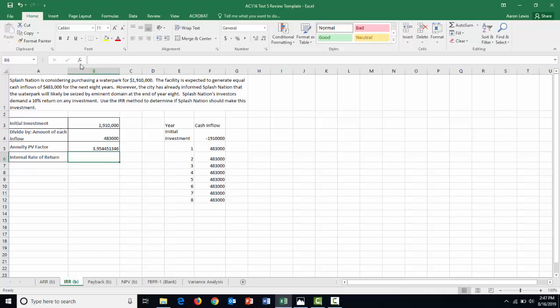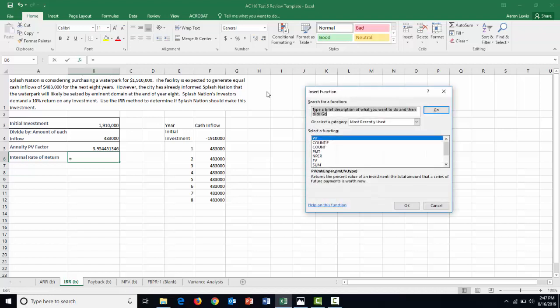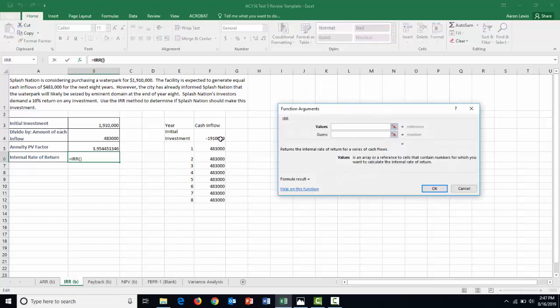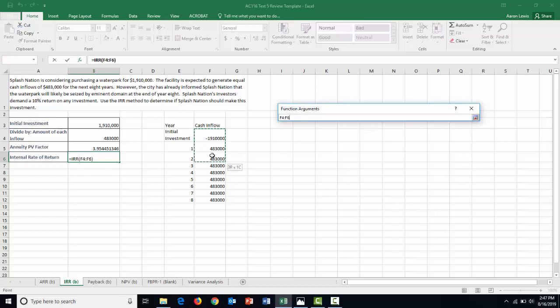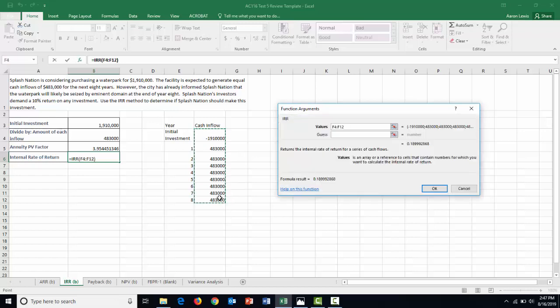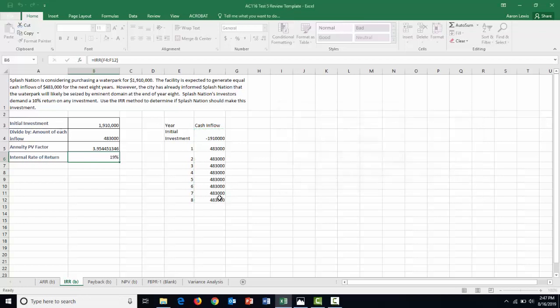And we're going to do that using the IRR function. So up here, there's a little symbol that says FX. It's the insert function. We're going to click on that. Up in the top it says type a brief description of what you are looking for. We're going to type in IRR and hit go, and it's going to find us the internal rate of return function. So we hit OK. What we need to do now is highlight all of the cells that have our values, which are cells in this case F4 through F12, and if we hit enter on this we come up with 19%.